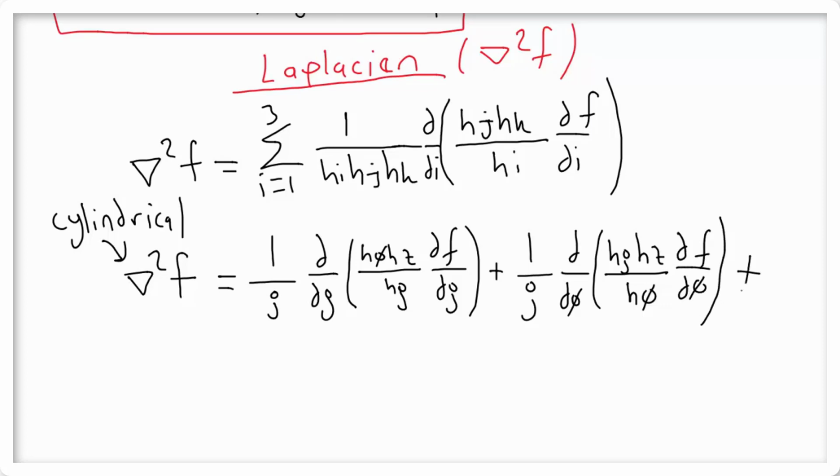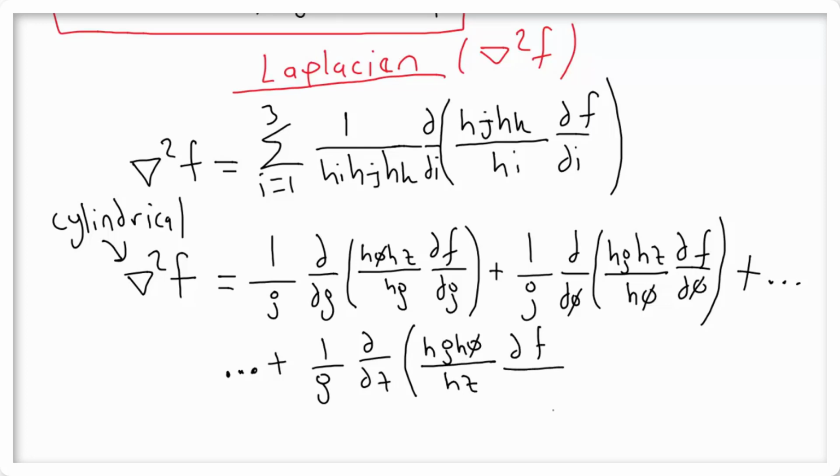Plus, let's finally do it like this. It means our process continues. I came to plus dl over dl z. Unrelated ones, h rho and h phi. And related ones, h z. dl f over dl z. Let's edit it now.